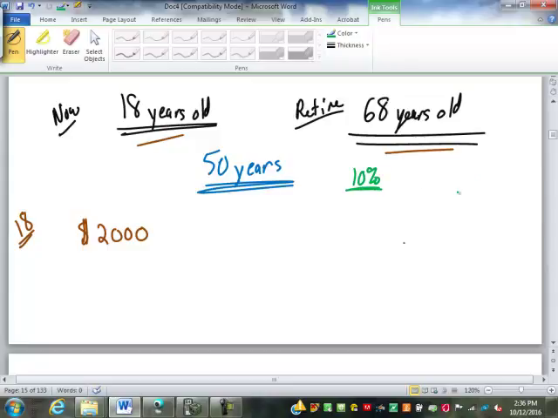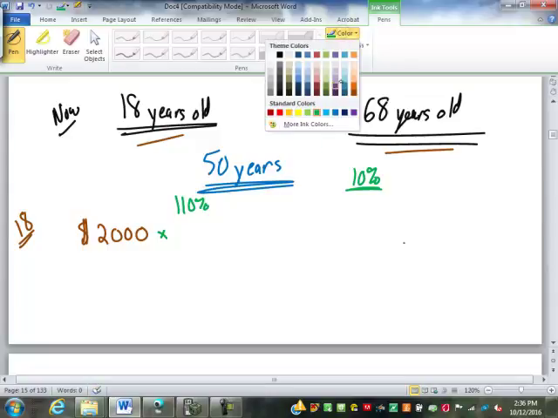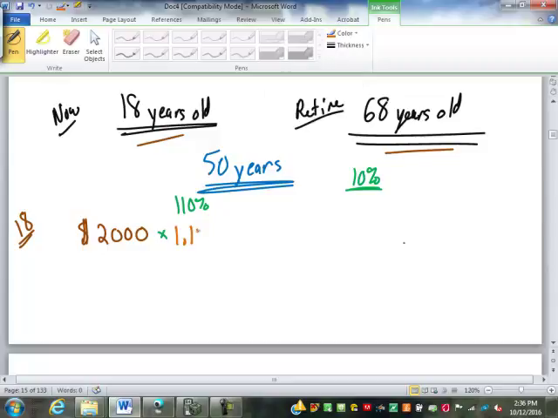So now at the end of each year, you have your original amount plus 10%. So at the end of each year, you have 110%. So to make this simple, we're just going to compound annually. We're going to compound once every year. So we're going to multiply your $2,000 times 110%. But we're going to have to write it as a decimal. So it'll be 1.10. That's each year. So at the end of the year, it'll be 110%. And we're going to do that each year for 50 years.